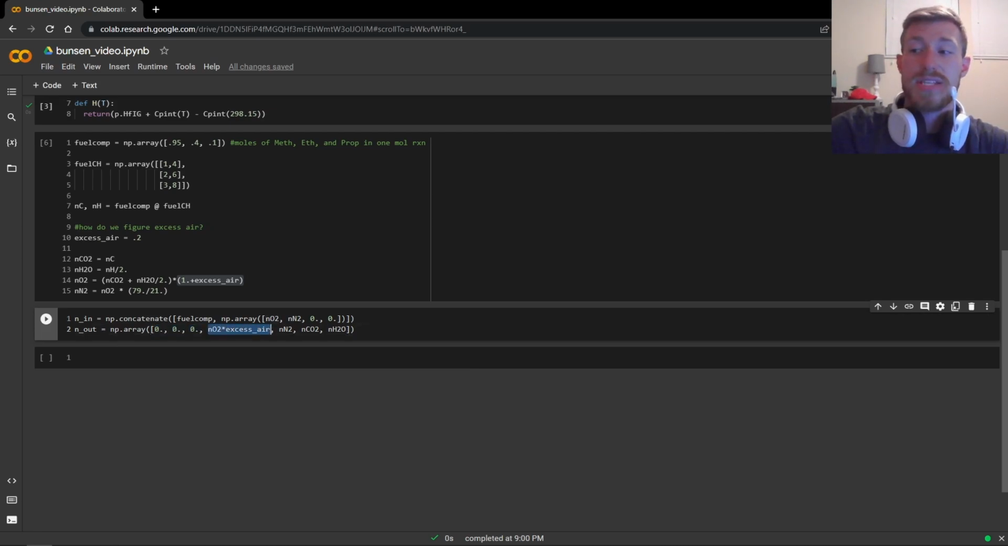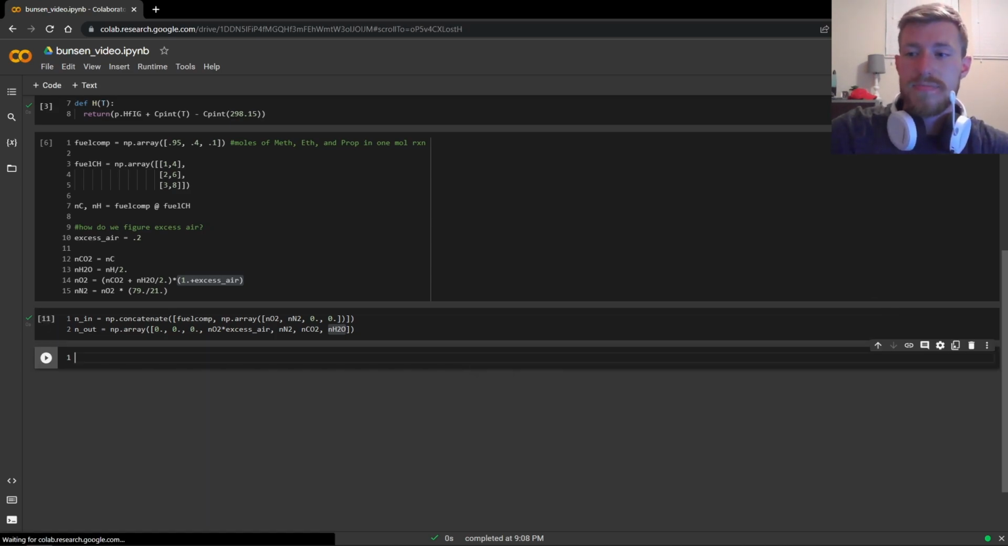We have just the excess air that wasn't burned up, and our nitrogen gas, which did not react, and then the moles of CO2 and H2O. I believe those are correct, and it seems the syntax was correct, because I was worried about concatenate also, if it would be a little finicky, but it was not.